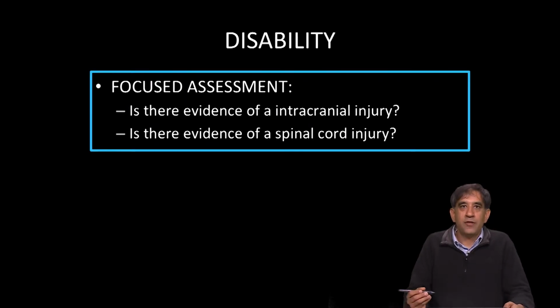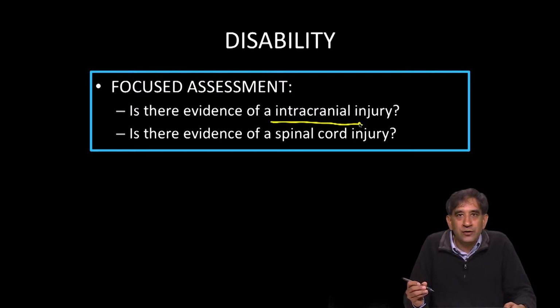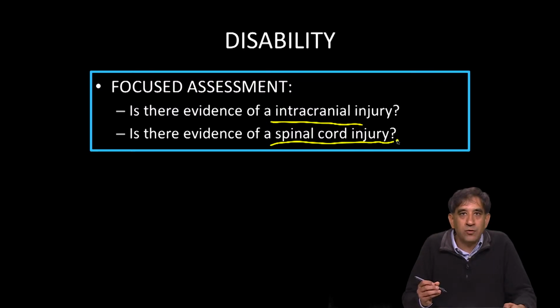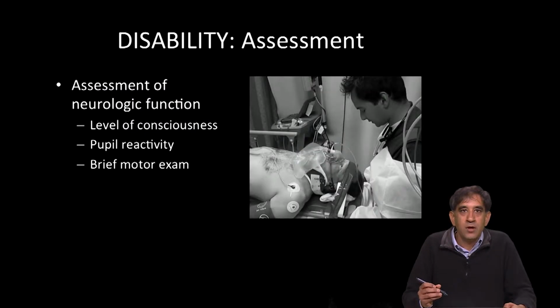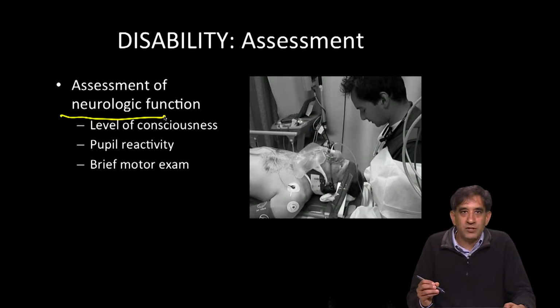And let's start with disability, or the neurologic exam. When we're talking about disability in our focused assessment, we want to answer 2 questions. Specifically, is there an intracranial injury, and is there any evidence of a spinal cord injury? So as part of our assessment, we're going to assess neurologic function. And there are 3 things that we want to do every time during the disability exam.